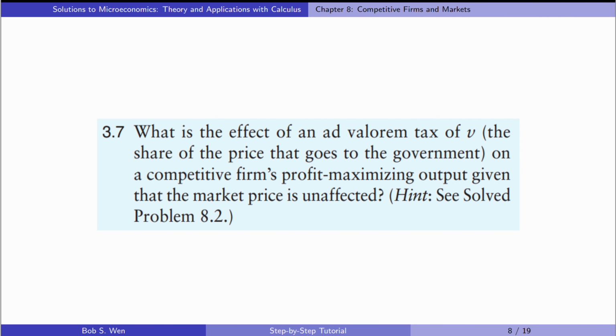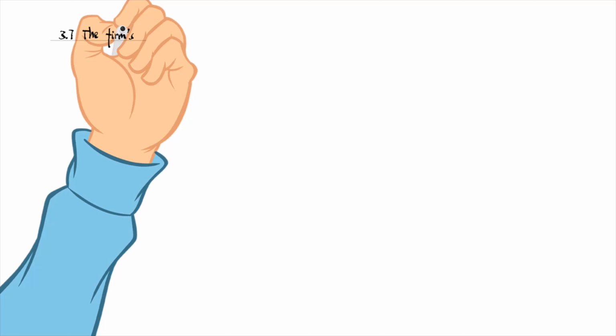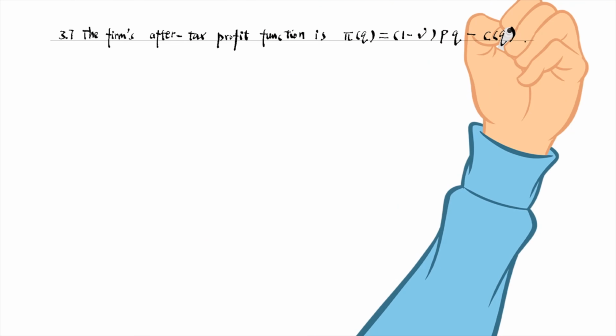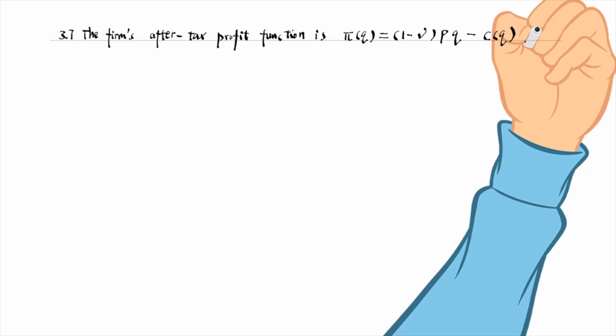Let's go to exercise 3.7. What is the effect of an ad valorem tax of nu on a competitive firm's profit-maximizing output, given that the market price is unaffected? For each dollar the firm earns, the share of 1 minus nu goes to the firm. So the firm's revenue is (1 minus nu) times P times Q.